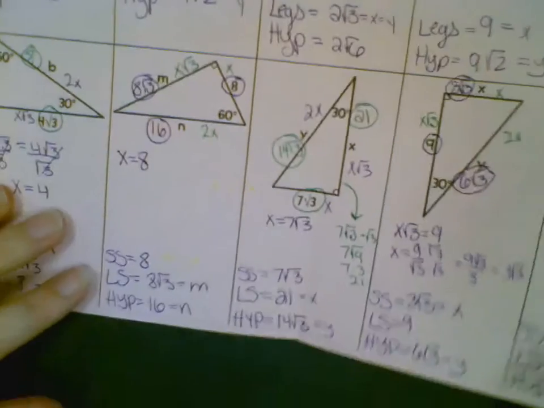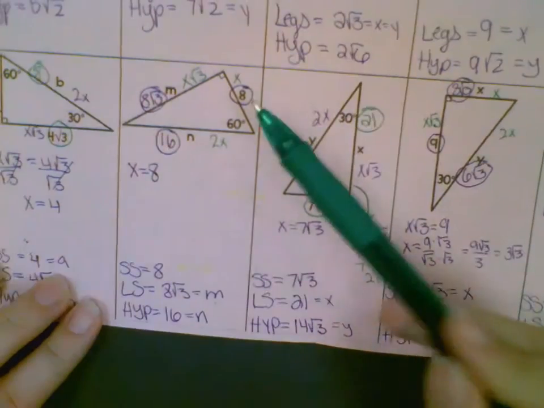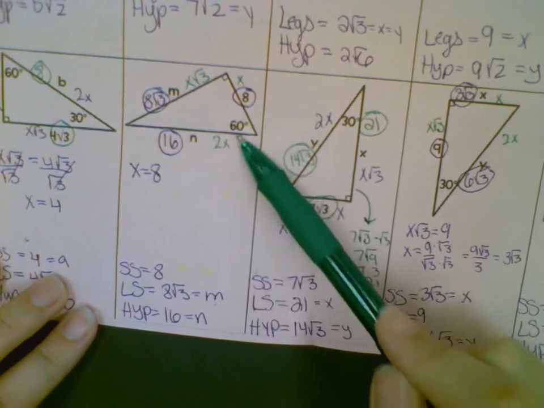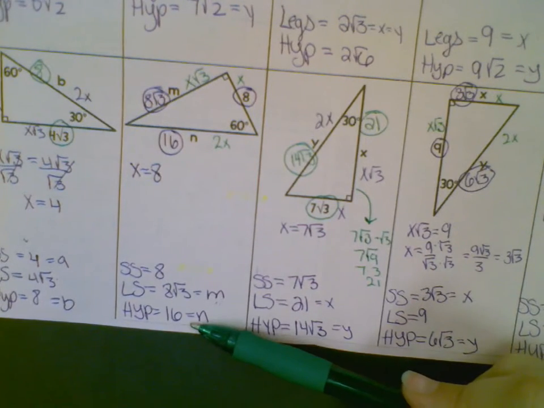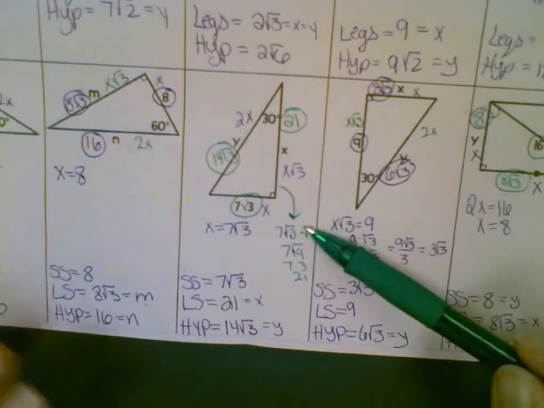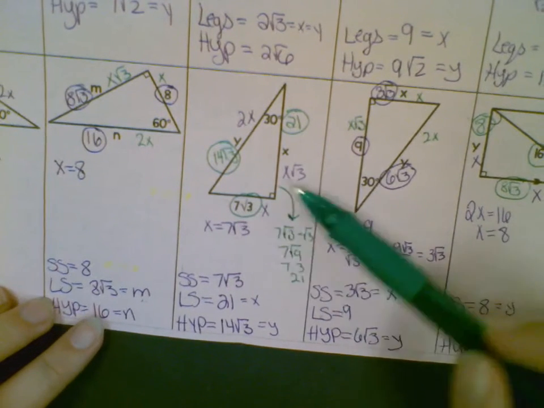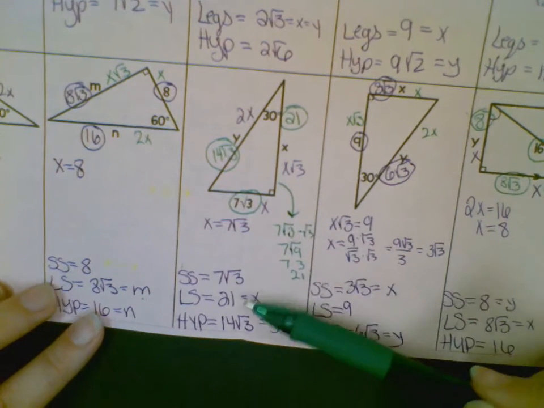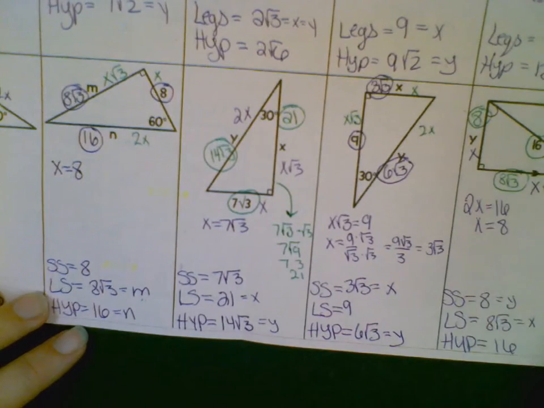How we do, everybody? So for the second example, they gave us our short side, which makes life so much easier because we just had to plug in our x's in both spots. So we got 8 root 3 for long side and 16 for the hypotenuse. On the next one, they gave us our short side again, but this time it had a radical, so we had to do a little bit of operations to find the long side with those radicals, but we ended up with 21, and then our hypotenuse was 14 root 3.